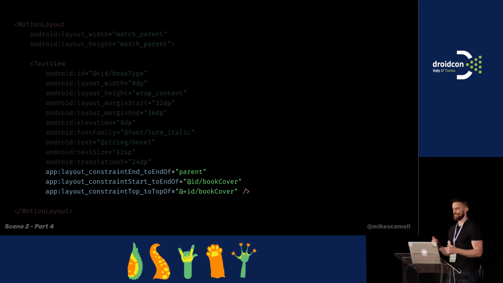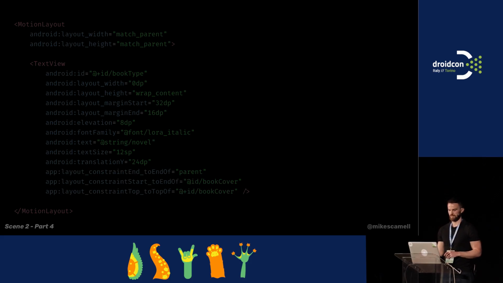The slide part is pretty simple. In our layout, we constrain all the items to the end of the book cover and to the end of the parent. This means that when the book cover animates to the top left of the screen, the items will move towards it from the right. We'll see this in a minute.